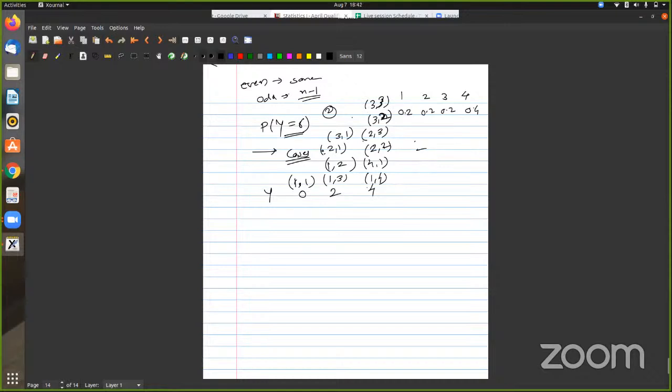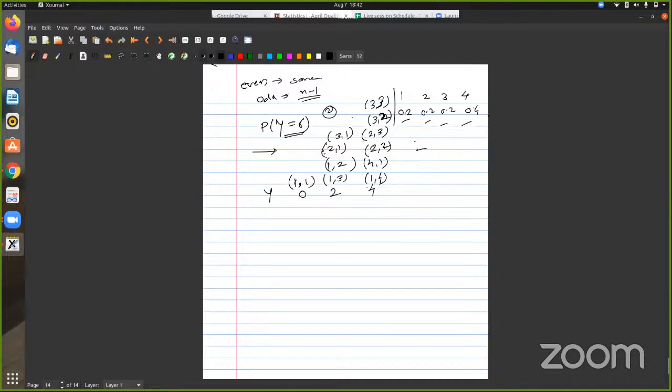So how are we going to write down the probabilities for this? These are the cases that are possible, right? These are the cases where you are getting Y equals 6. But now the question is how we can write down the probabilities for this. Again, this is an unbiased dice, so these are the different probabilities associated with 1, 2, 3, and 4.